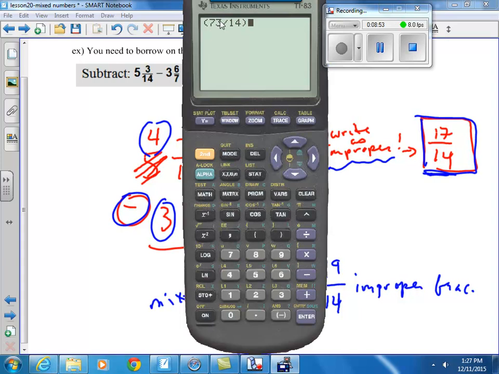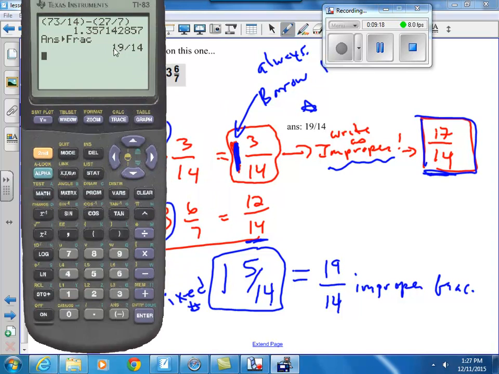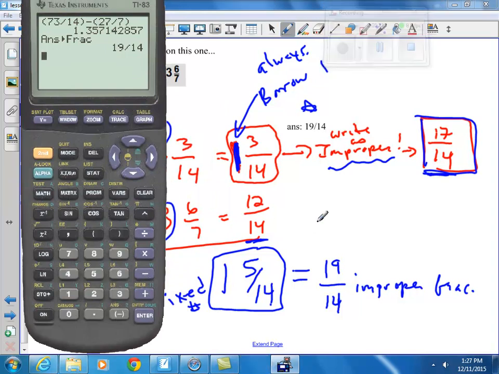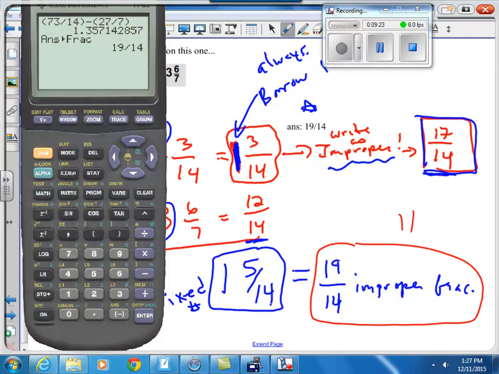So what I always like to do, change it to improper, write it like that, minus, change this one to improper, which would be what? 21 plus 6 would be 27 over 7. So write it as 2 improper fractions in your calculator minus each other and hit enter. And then hit math frac. See? 19/14 is the final answer. So it'll take a decimal and store it as a fraction. And guess what? 19/14 is what we got. So it's just nice to check. Okay, good luck.